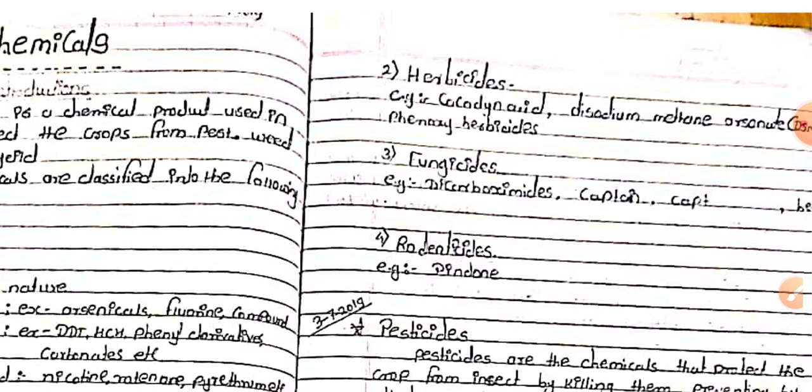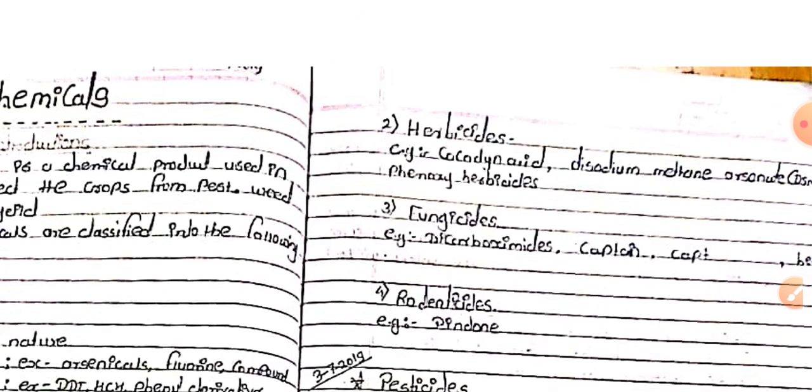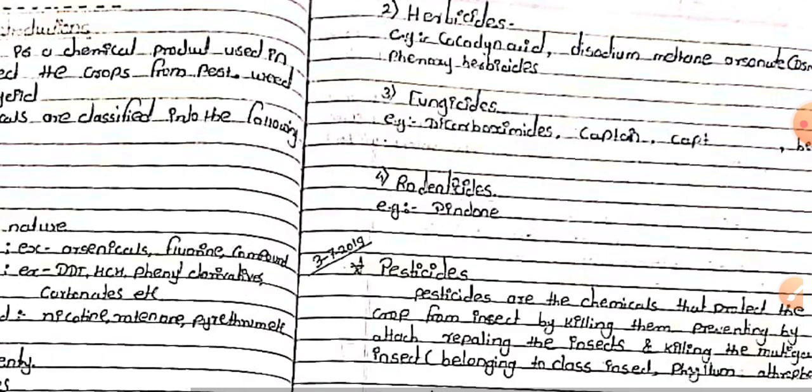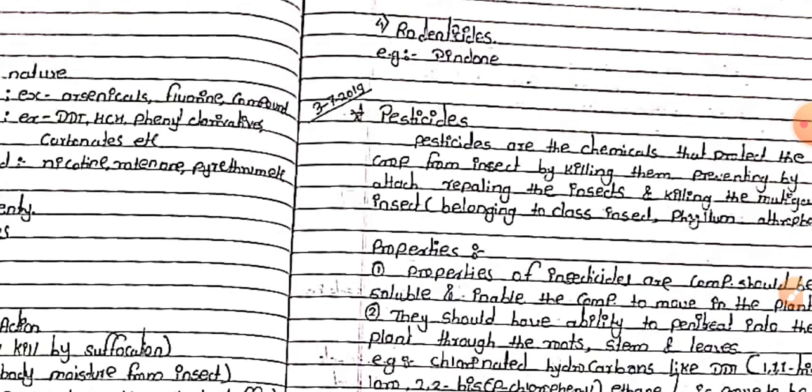Herbicide examples are disodium methane arsenate and phenoxy herbicides. Next is the fungicide, for example dicarboxamide, captan. Rodenticide example: pindone.